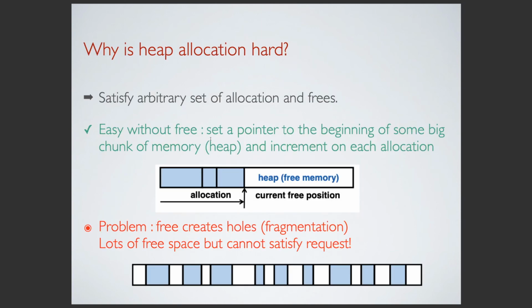So why is heap allocation hard, right? Well, because if you allocate and then free, and then allocate again, and then free, and then allocate again, and then free, what can happen is, at some point, your memory will look like some kind of Swiss cheese with holes, right? So why is that? Well, we have seen that last week, right? This is called fragmentation. Okay?